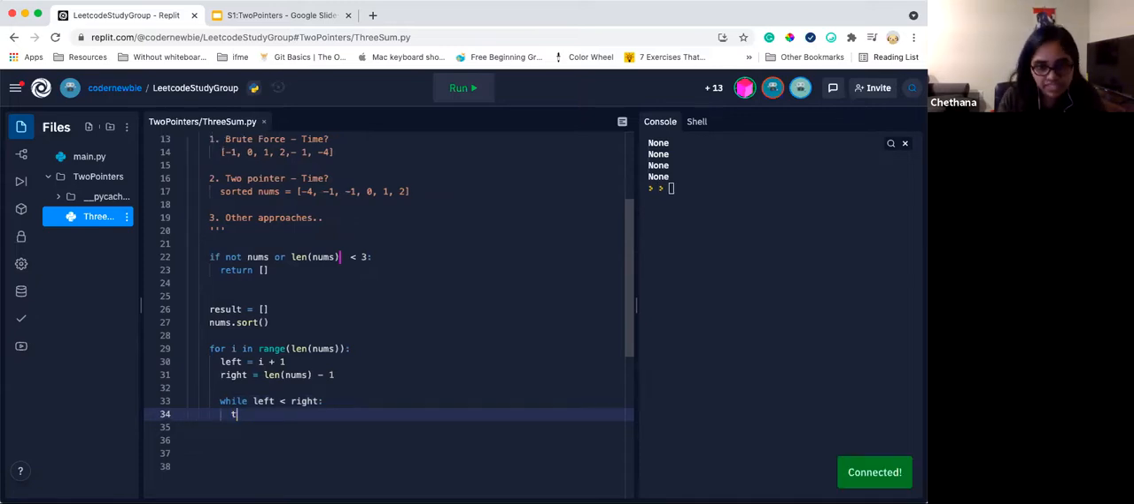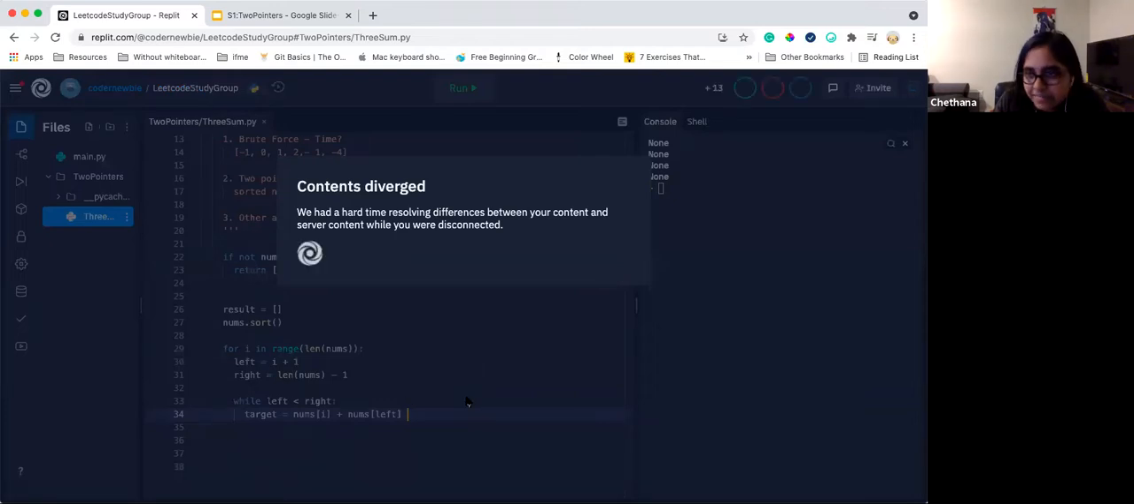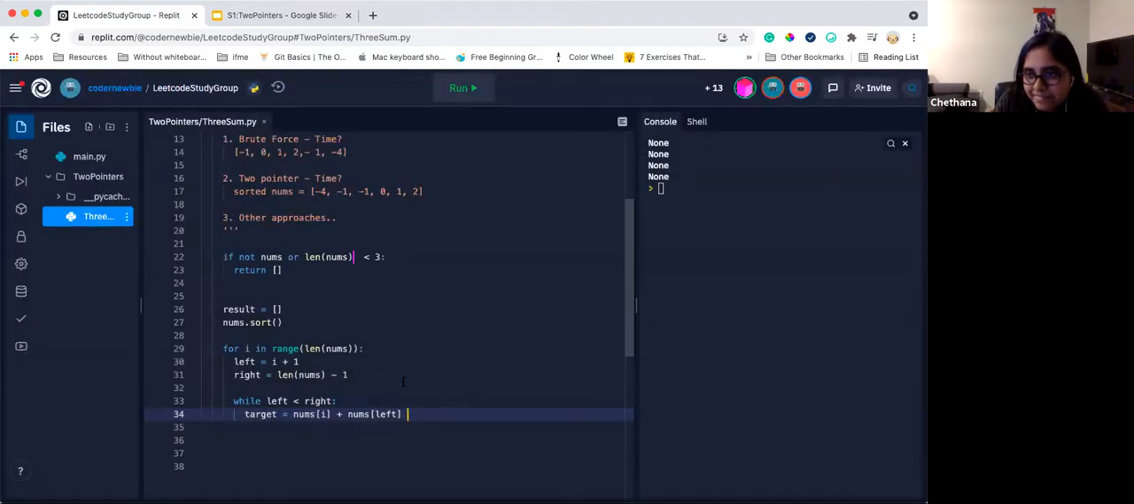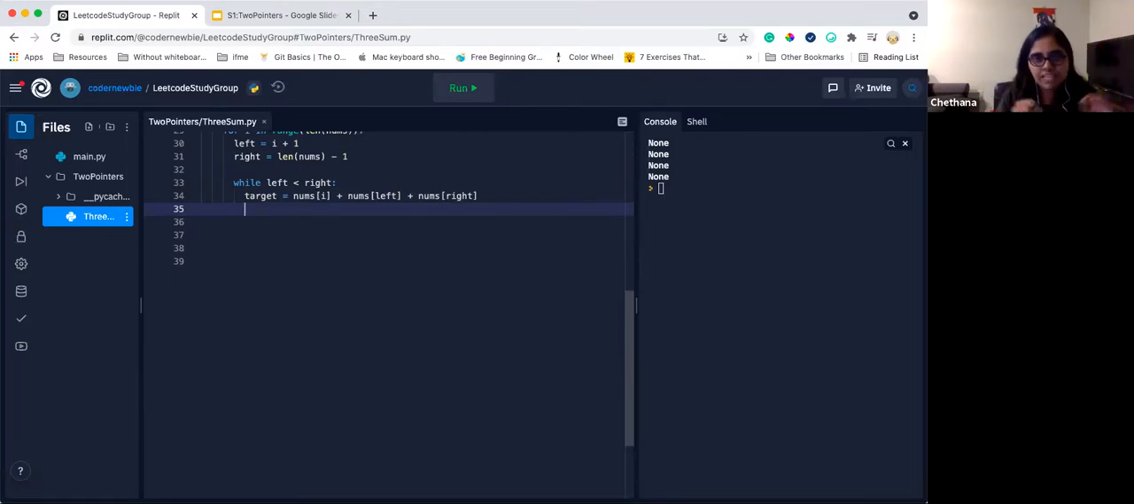So while left is lesser than right, let's do a target within this. So your target would be nums of i plus nums of left plus nums of right. Okay, so now this target should be equal to 0 ideally for us to add it to our result set.